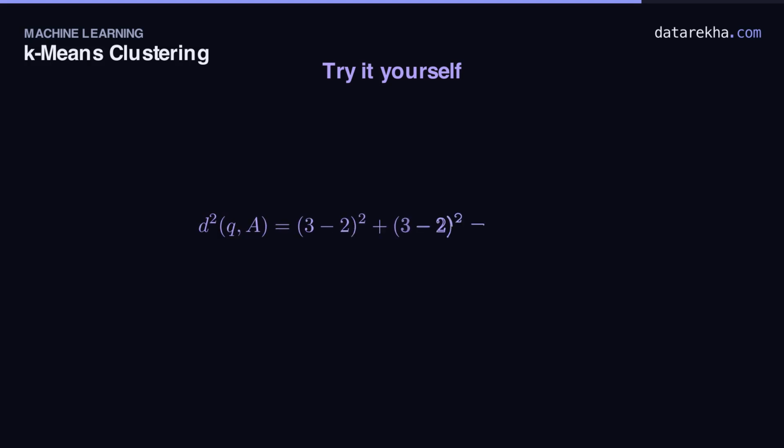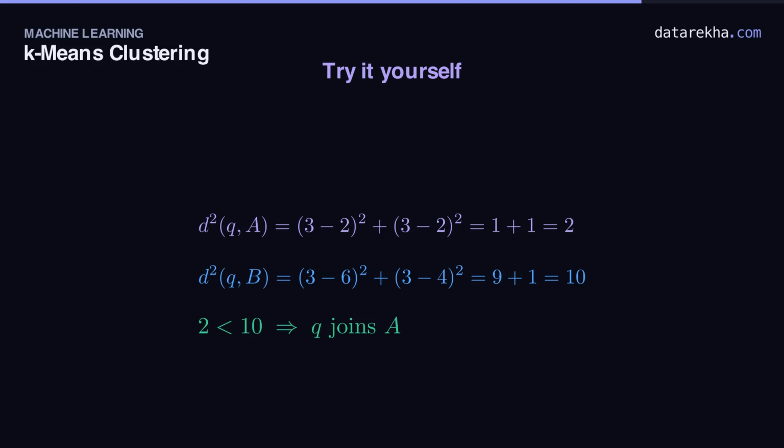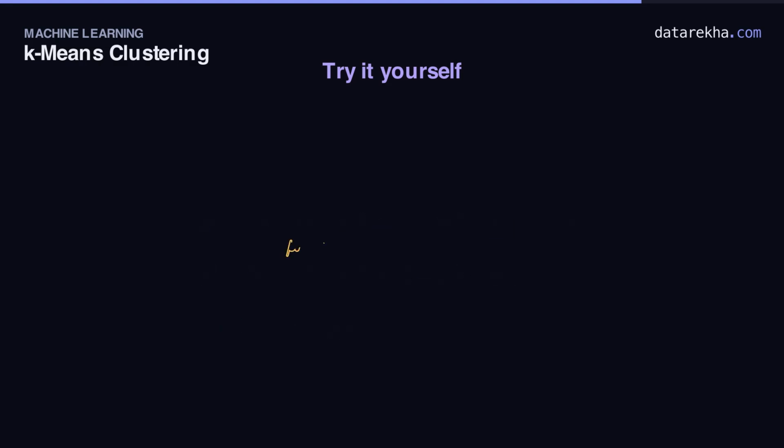Part A. Squared distance from Q to A: 1 squared plus 1 squared is 2. To B: minus 3 squared plus minus 1 squared, 9 plus 1, 10. 2 beats 10. So Q joins cluster A. It's clearly nearer.